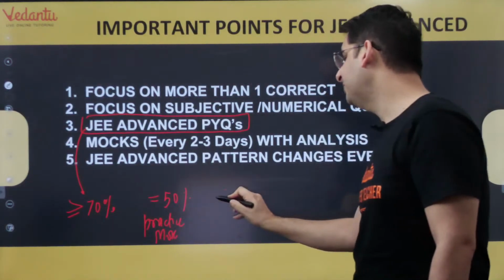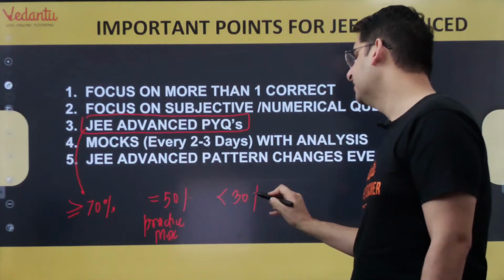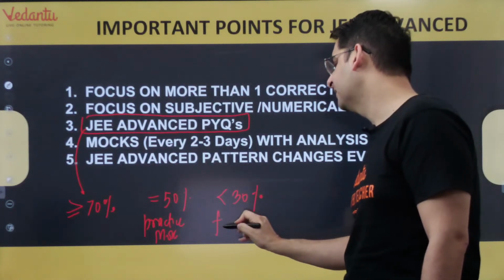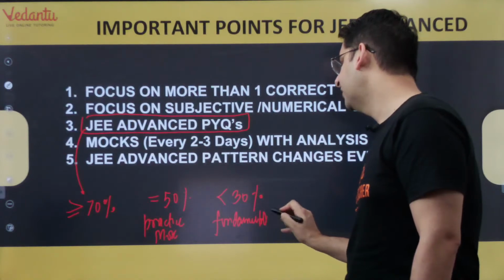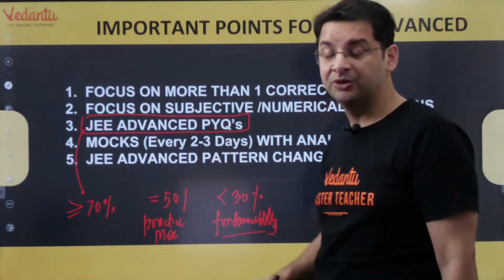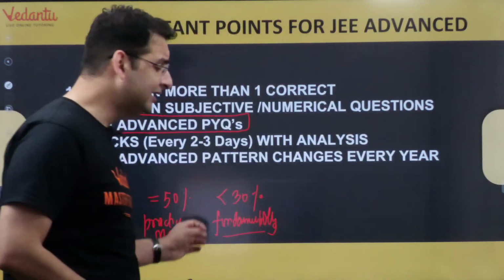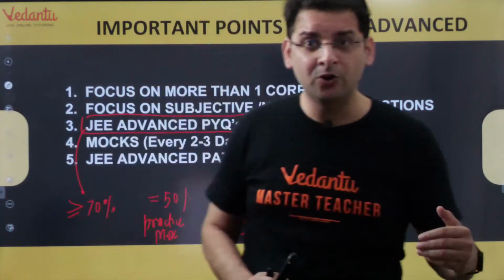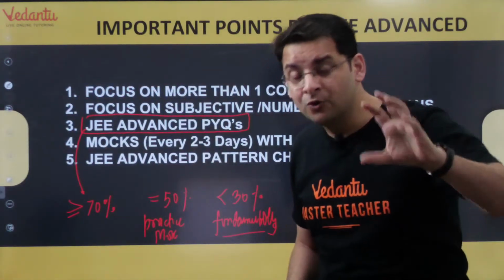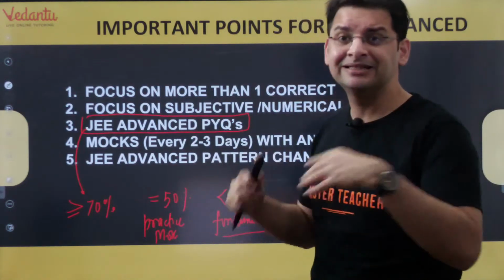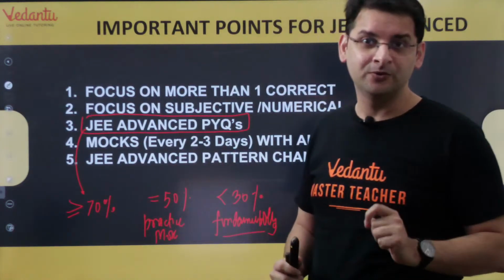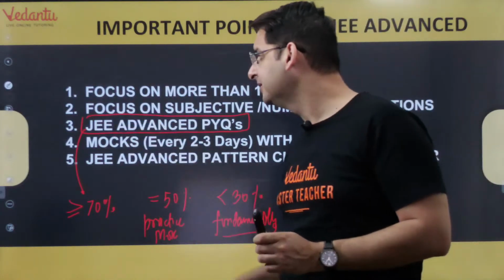If it is less than 30%, that means the chapter is fundamentally weak. Fundamentally, you don't know the theory, or you're not well prepared with the theory. So if it's less than 30%, fundamentally it is very weak. So this is how you go step by step and prepare each and every chapter from JEE Advanced point of view. Right? So this is very important, guys.